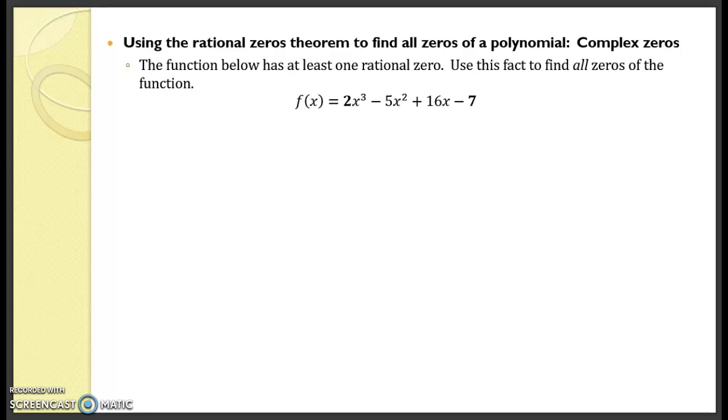Hey everybody, this video is going to talk about using the rational zeros theorem to find all zeros of a polynomial, even if there's complex zeros.